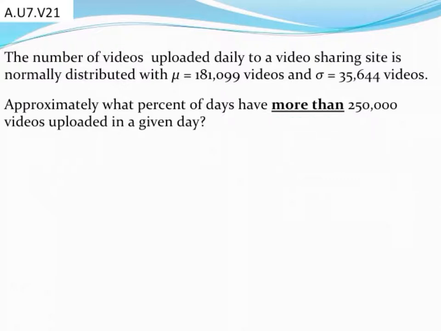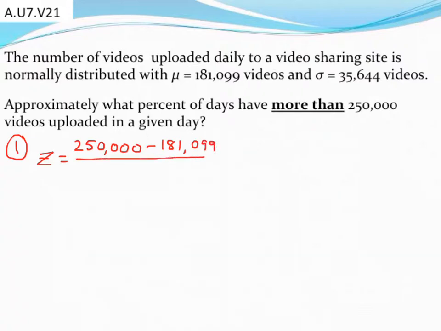The good news is these will start out much the same way, where the first step was to calculate your z-score. So I'm going to go through this a little bit quicker this time. If you want some more details, maybe go back and watch that first video. We'll find that z-score using the same formula. We'll take our x value, the piece of data we're interested in, this time it's 250,000. We'll subtract the average, which was 181,099 videos, and then divide that by our standard deviation, just our typical z-score formula.